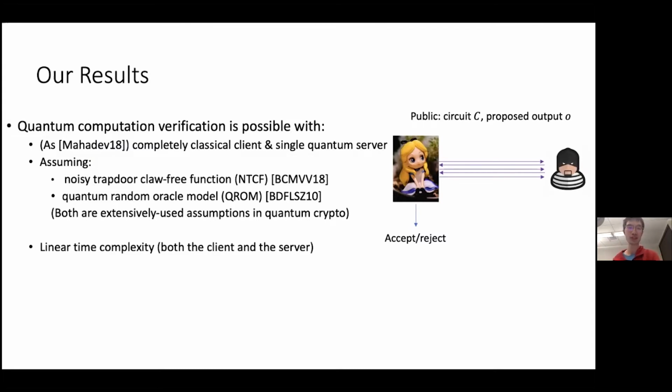And the assumptions we use are the noisy trapdoor claw-free functions, or NTCF, and the quantum random oracle model. Both are extensively used assumptions in quantum crypto.